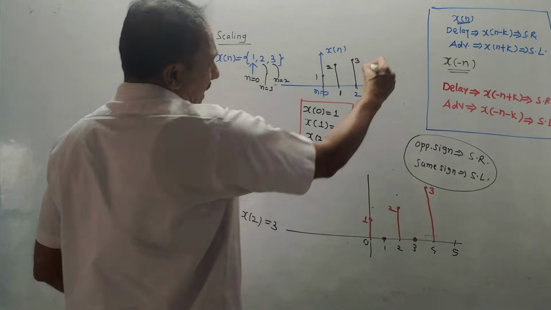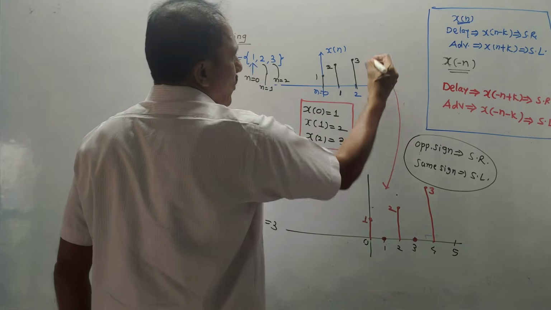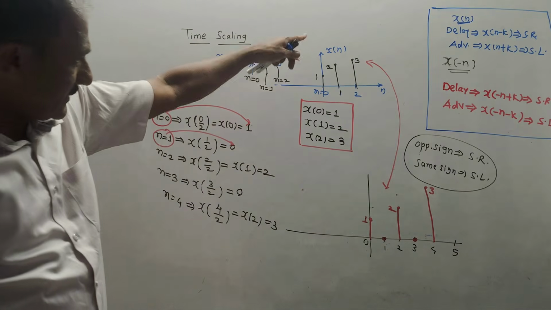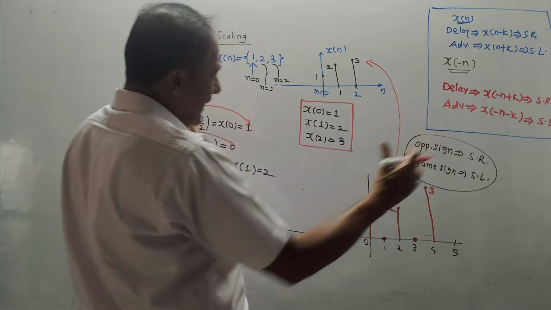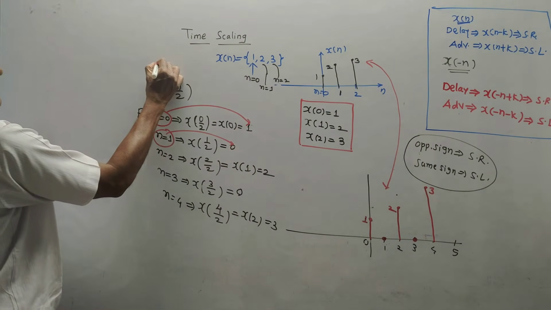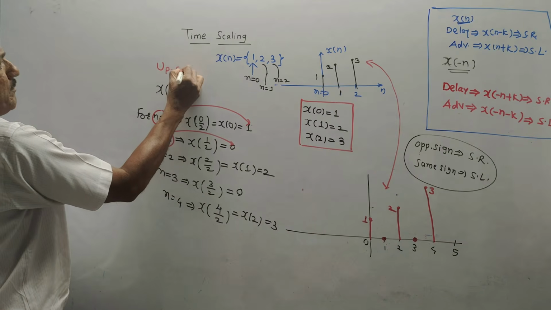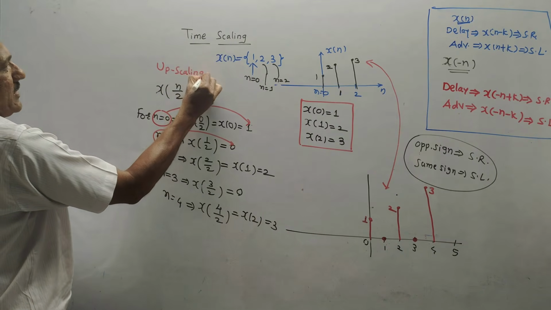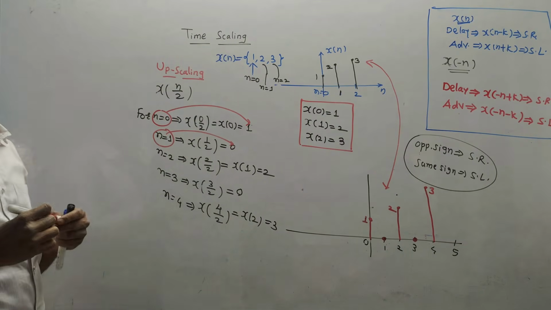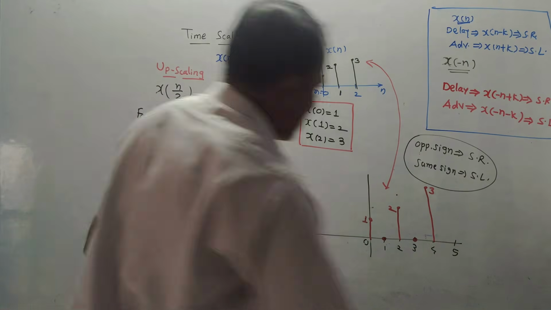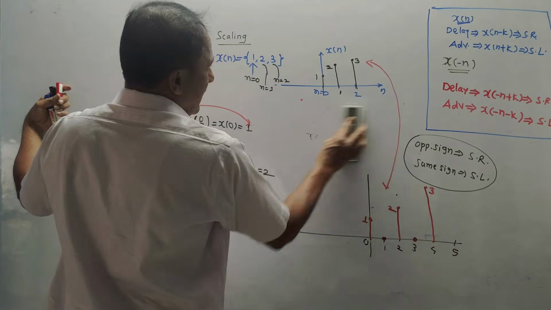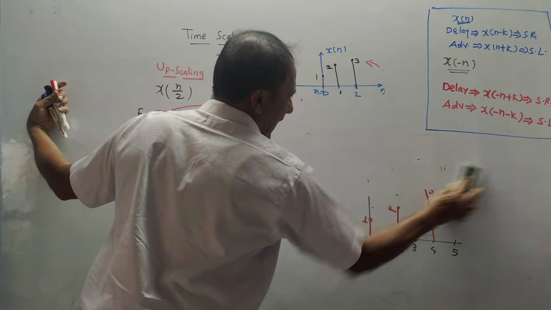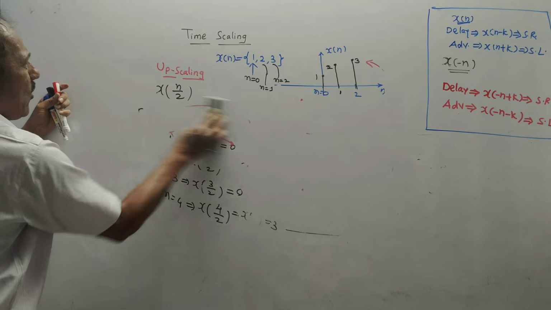So if you compare this diagram with the original diagram, that is the diagram of x of n, you can well observe there is expansion of the given diagram. So this type of operation is known as upscaling operation. So these types of operations in which we have changed the time periods of a signal are known as time scaling operations.